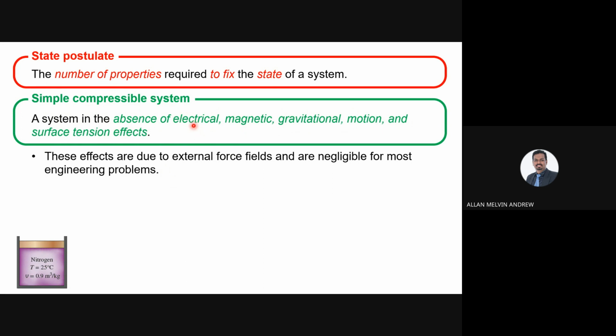Automatically the system is like giving you permission to control it, because you can be absent from electrical and magnetic effects, but gravitational is something that is happening naturally, and surface tension also is happening naturally. So if you can control that, maybe in a controlled environment, maybe in a vacuum chamber or in a lab, you can have a special setup that you can control a system. So we can consider it as a simple compressible system.